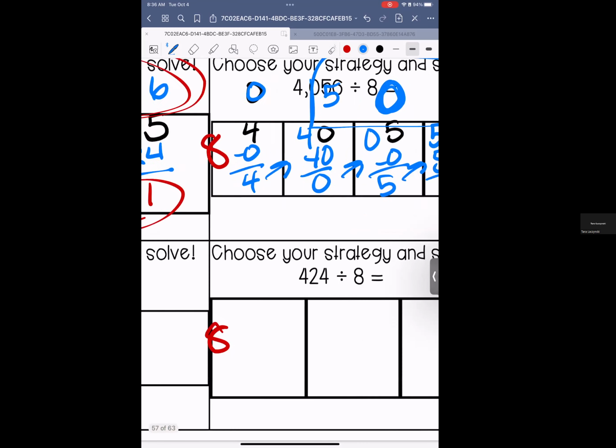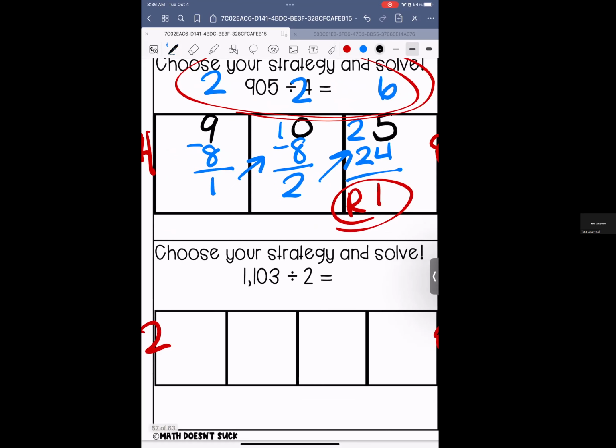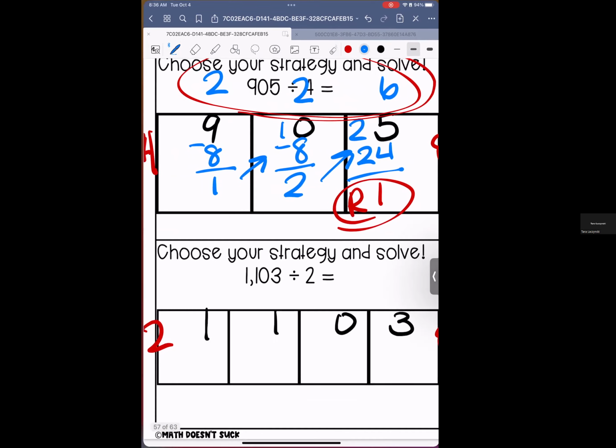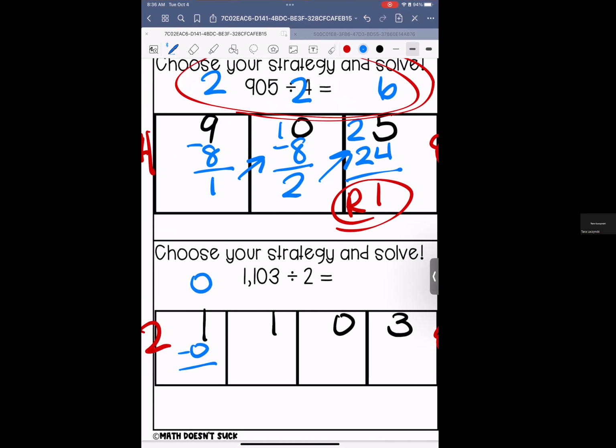2 more on this page, my loves. 1, 1, 0, 3. We're dividing by 2. 2 does not go into 1, but it does go into 11. 5 times is the closest because 5 times 2 is 10. Subtract for 1. We have a repeat. 5 times 2 is 10. On the nose, nothing left.